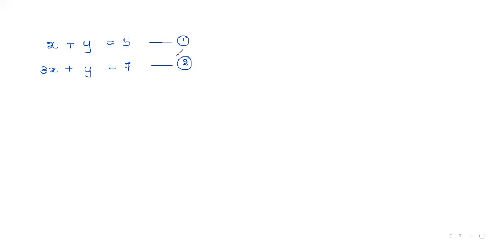After numbering the given two equations, children, the next thing you want to do is check the coefficient of each variable. What does that mean? The coefficient is the number which you can see in front of the variable. If you take the x variable in equation 1, even though they are writing it as x, we know it is 1x. The coefficient will be 1. And in the second equation, x has the coefficient 3.